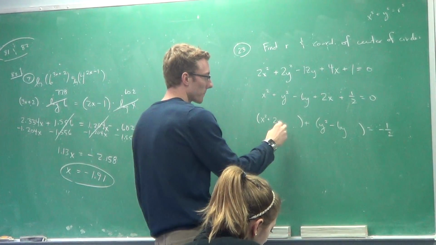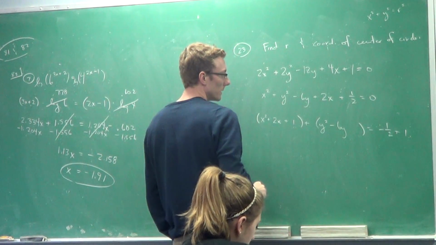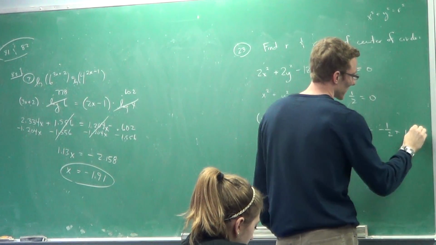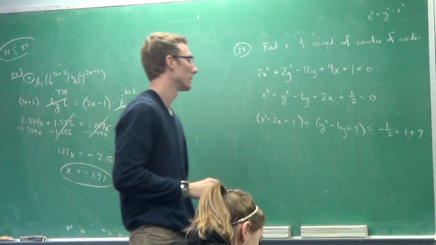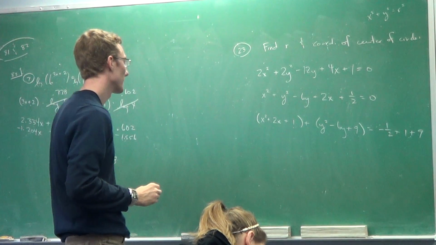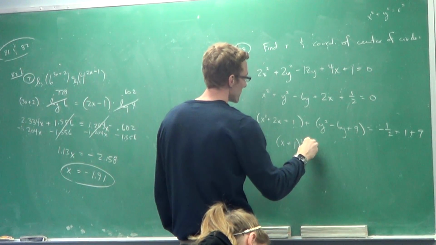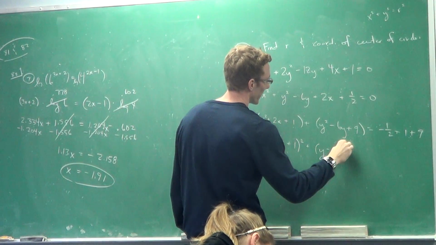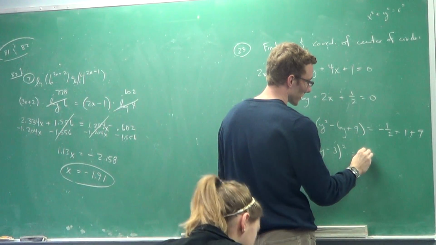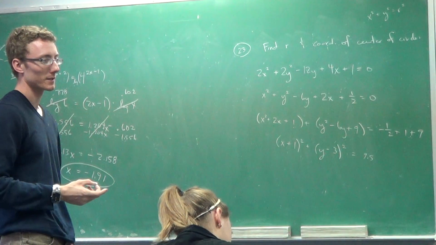Half the middle one and square it, plus 1. Add 1 to the left, add 1 to the right. Half the middle one, negative 3, square it, plus 9. Add 9 to the left, add 9 to the right. So, we have x plus 1 squared and y minus 3 squared equal to, I'll take a shortcut here and just say 9.5. Because negative 1/2 plus 10 is 9.5.